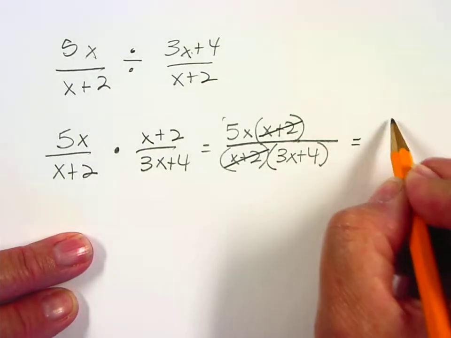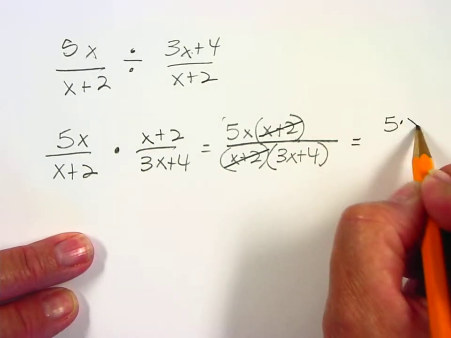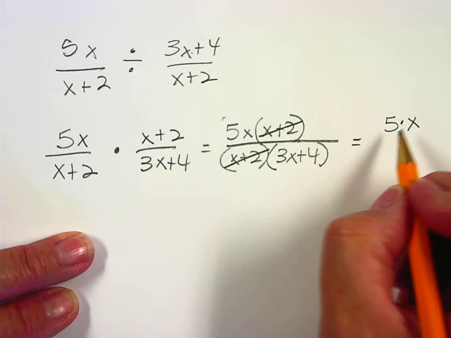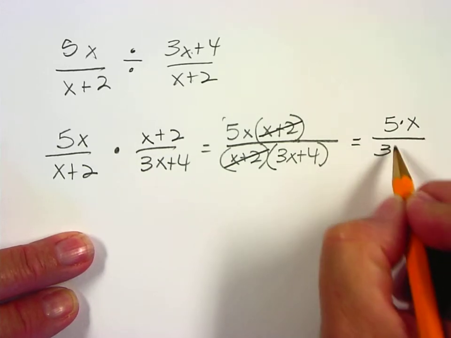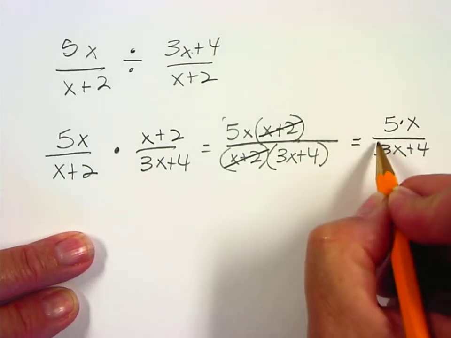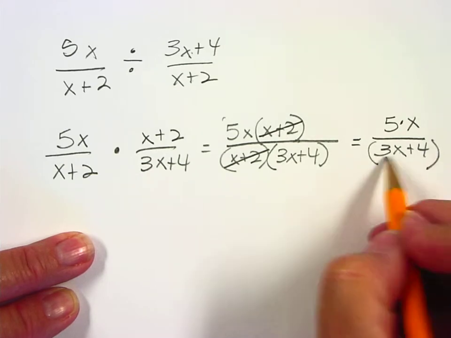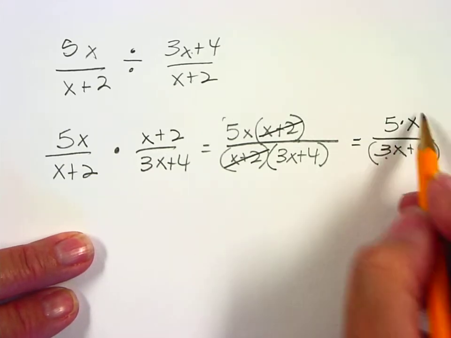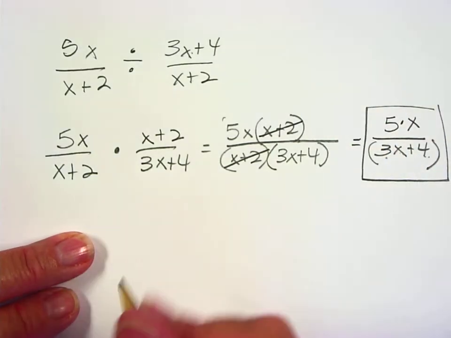So I have 5x, that's a monomial. If I wanted to, I could factor it like that. And then I have 3x plus 4. Now this is a binomial, it's a package deal. I can't factor this further. No factors in common. This is your final answer.